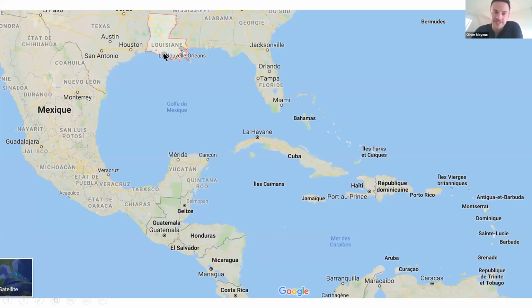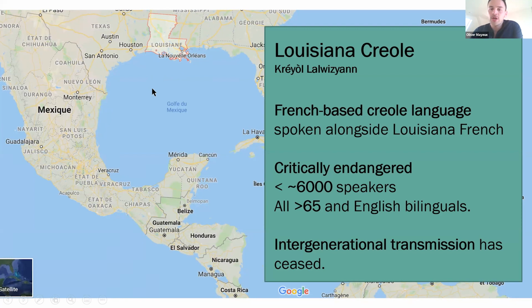So we're traveling to Louisiana in the United States. As I mentioned, it was a colony of the French, and the language that we're dealing with is Louisiana Creole, which is a French-based Creole language. It's spoken alongside Louisiana French. Today it has fewer than 6,000 speakers, certainly, I think, and all of them, apart from really very few exceptions, are over the age of 65 and bilingual in English. Many of the speakers of Louisiana Creole also speak Louisiana French, and there is no more intergenerational transmission. It has completely ceased. So the language will disappear as a language spoken in homes within the next few decades, certainly.